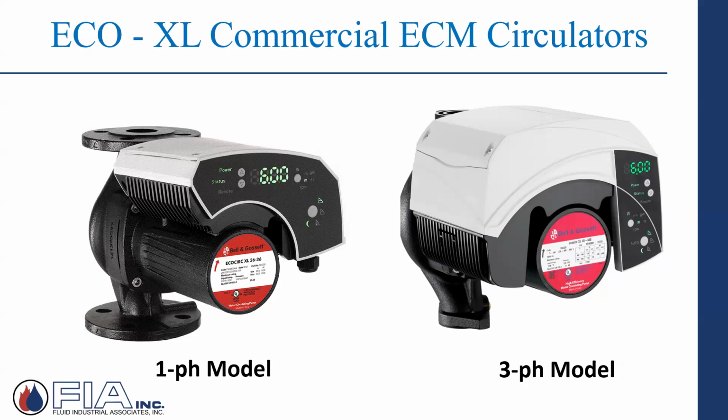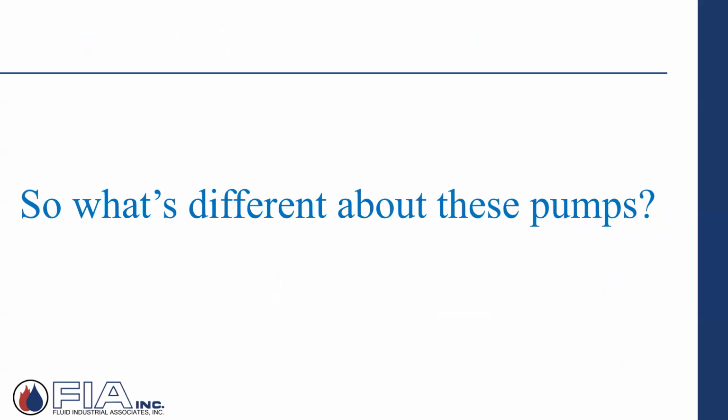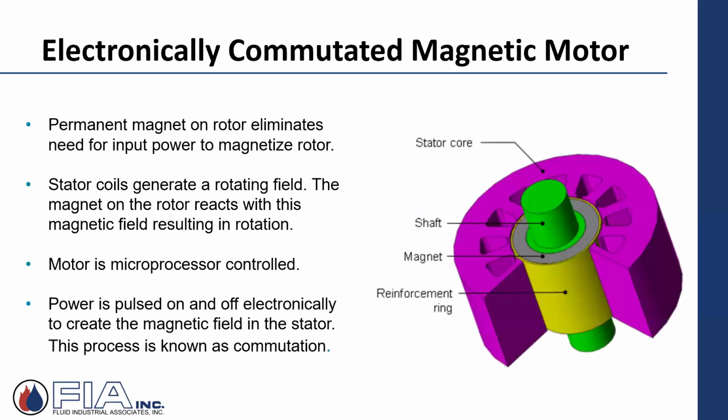So EcoXLs, this is Bell and Gossett's version of an ECM, an electronically commutated magnetic motor. So what's different about the pumps? Right off the bat, that's what ECM stands for, electronically commutated magnetic motor. There are actually magnets literally mounted on the rotor of the pump, on the shaft. A permanent magnet on the rotor eliminates the need for input power to magnetize, because the magnet's there.